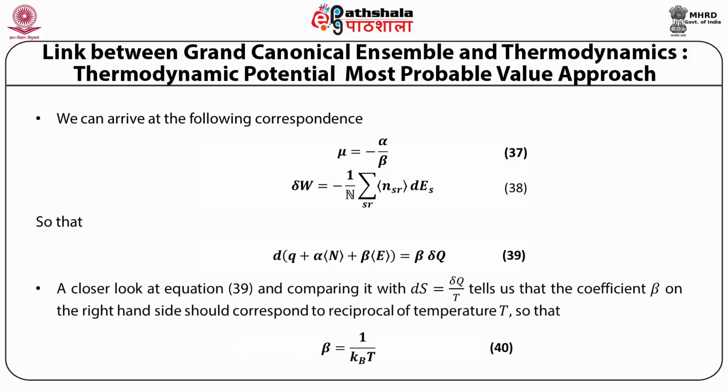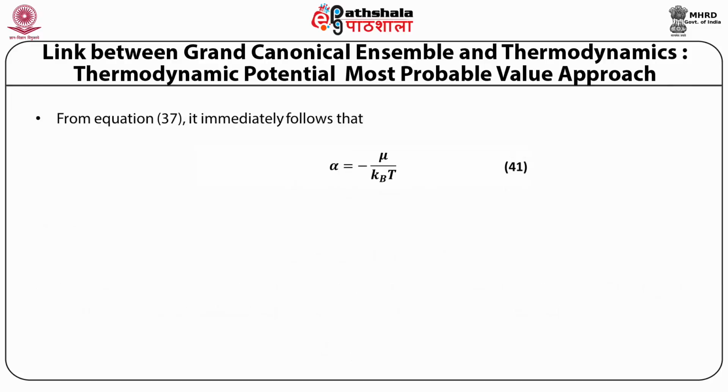A closer look at equation 39 and comparing it with dS is equal to delta Q by T tells us that the coefficient beta on the right hand side should correspond to the reciprocal of temperature T, so that beta is equal to 1 upon kBT. From equation 37, it immediately follows that alpha is equal to minus mu upon kBT.